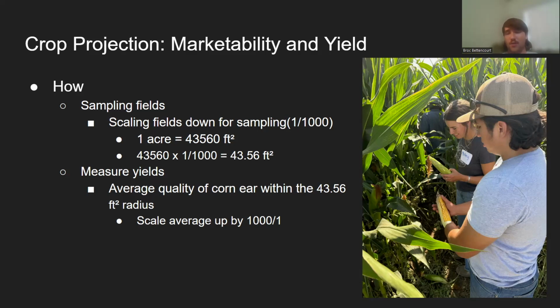Now, if we had 40 acres, let's say, we'd multiply that final number again by 40, and then we know in total how much yield and marketability our product would have.